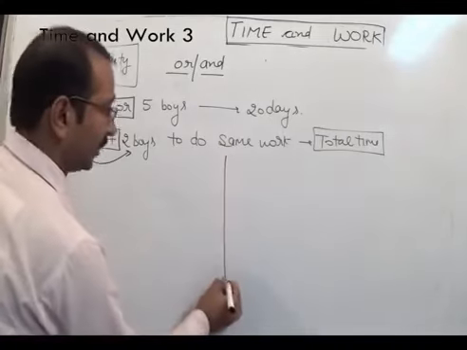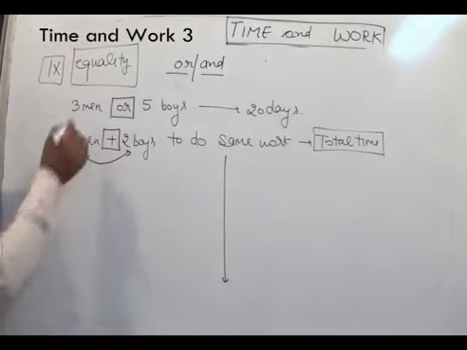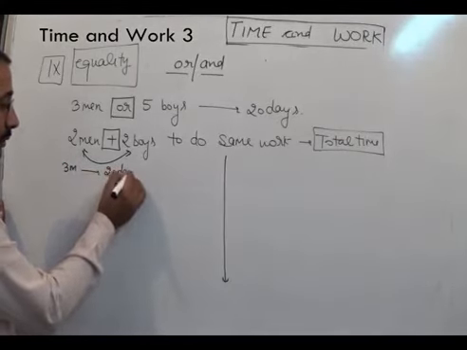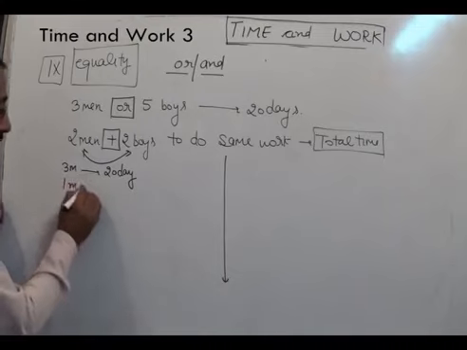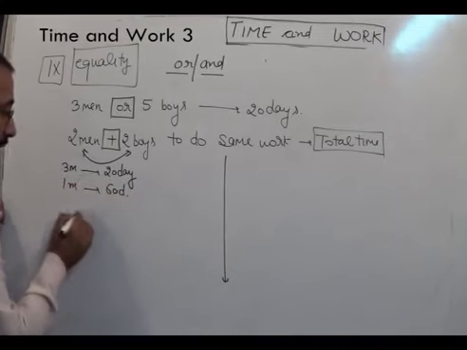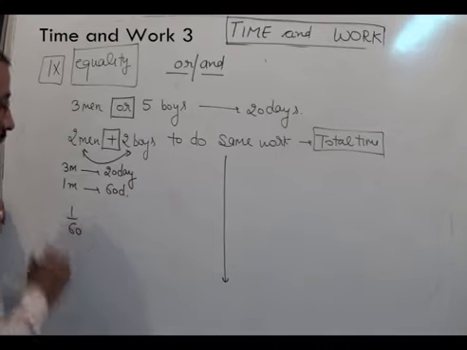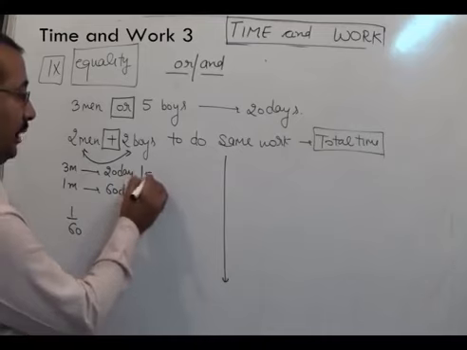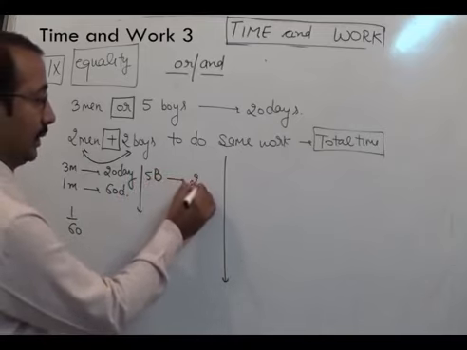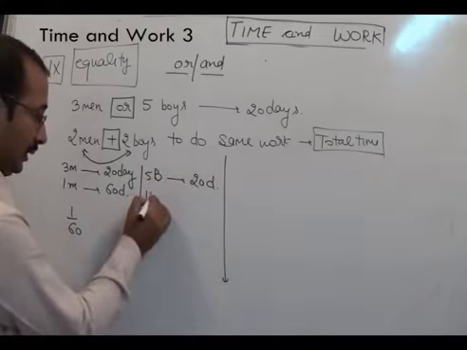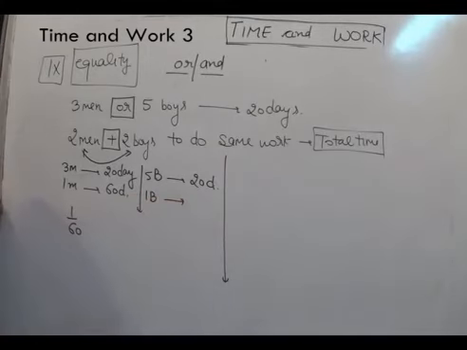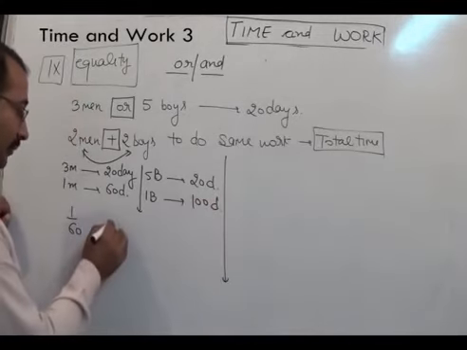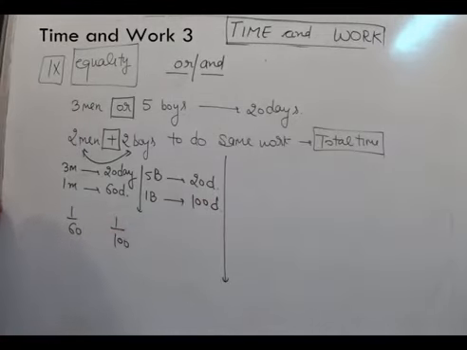The first approach is very simple. If I say 3 men take 20 days to do the work, then if the work has to be done by 1 man, he will take 60 days. And 1 man's 1 day work is 1 by 60. Similarly, 5 boys take 20 days to do the work. It means if 1 boy has to do the work, time taken would be 100 days. And 1 boy's 1 day work is 1 upon 100.